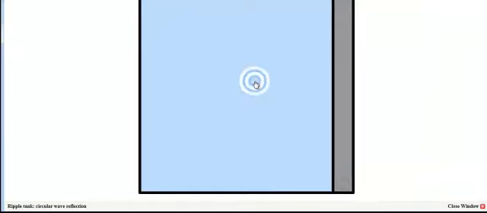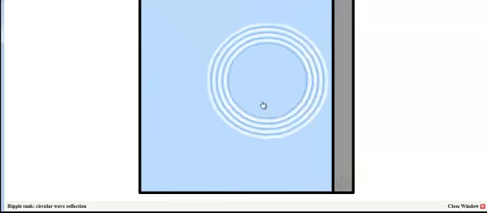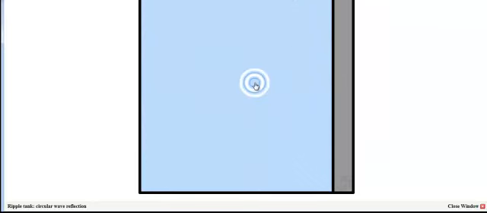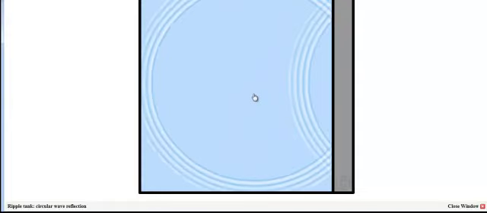Okay, so here we got a ripple tank, and we could tap in here and send some circular waves towards this gray barrier on the right. So just send a couple of those things, and then we'll stop and take a look here. Okay, just send one at a time.